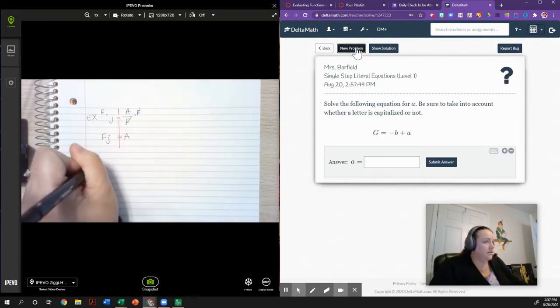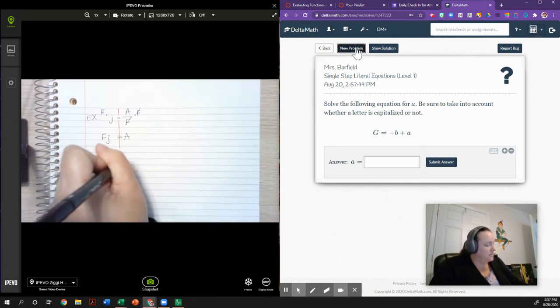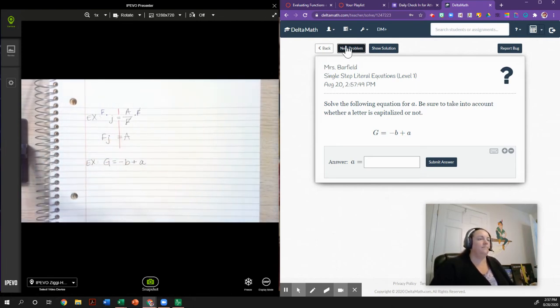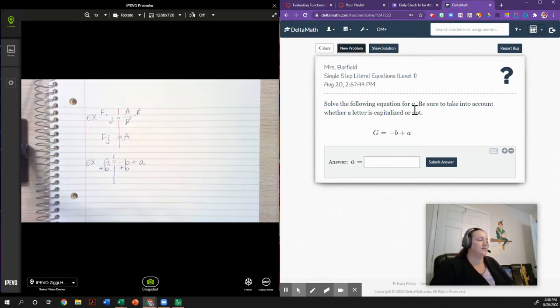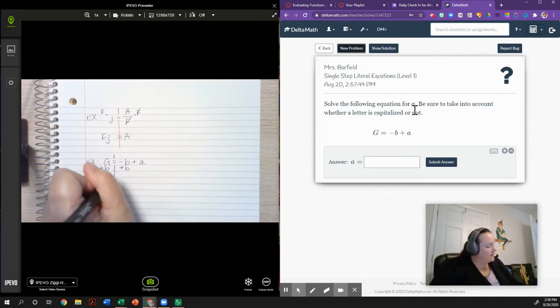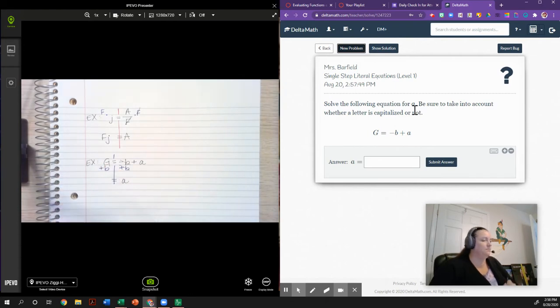So example, G equals negative B plus A. And it says solve the following equation for A. So I'm solving for this lowercase a. So that means I need to do something with B. Okay, so since this clearly says minus B, then the opposite of subtraction will be to add B to both sides. Okay, all right, so the negative B plus B, that eliminates, that'll equal 0. Bring down my A.